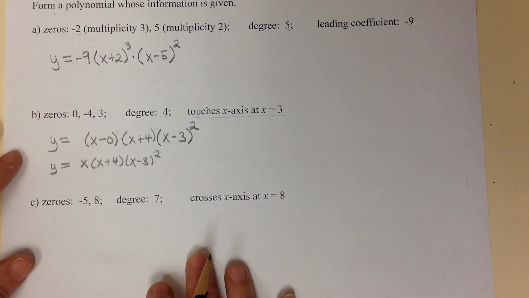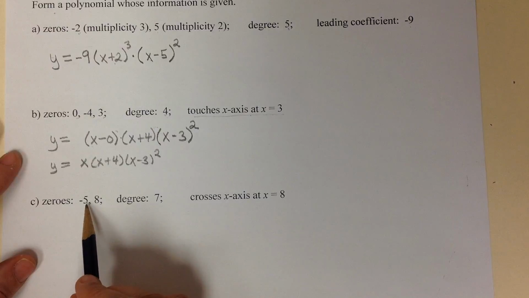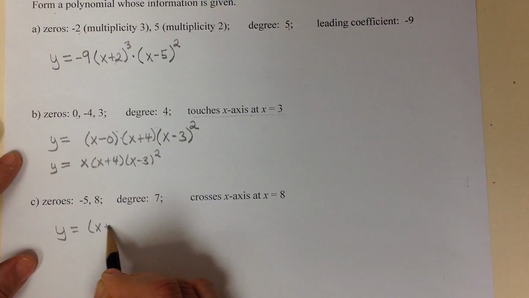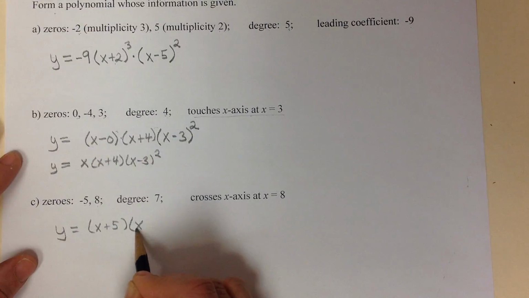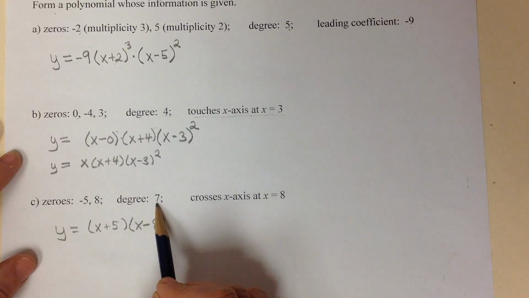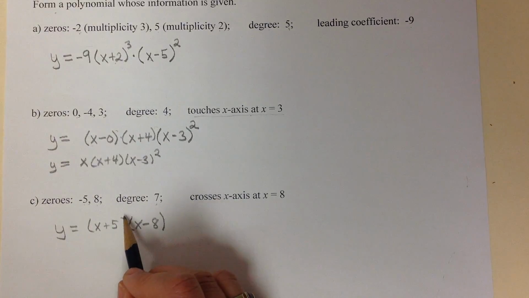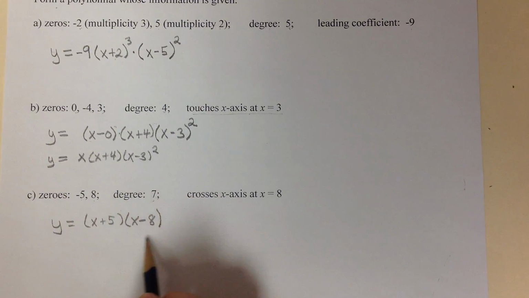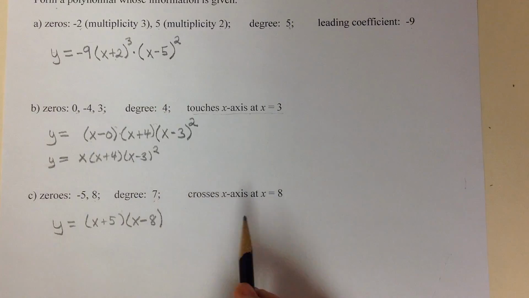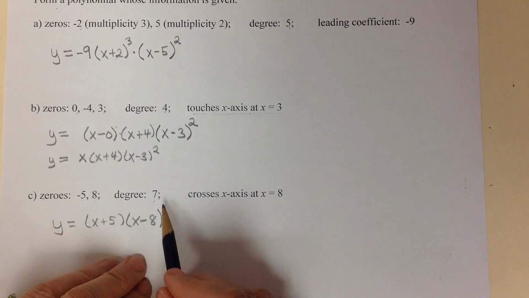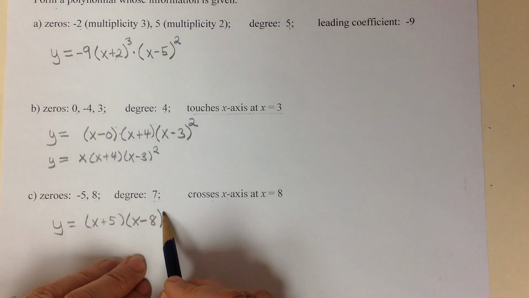Okay, and the last one for this type, I'm given 2 zeros at -5 and 8. Start with x plus 5, x minus 8. The total degree is 7. Oh, so let's see. Right now I only have a degree of 2, so I'm going to have to really adjust the exponents of these factors to get that degree. What other info do I have? It crosses the x-axis at x equals 8. So to cross the x-axis, I need to have an odd degree.